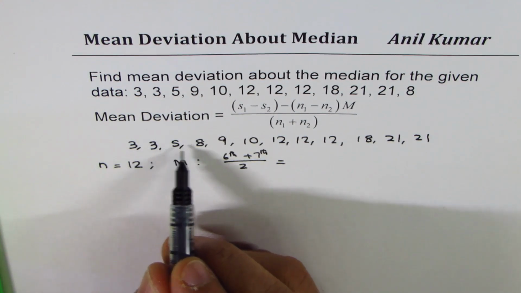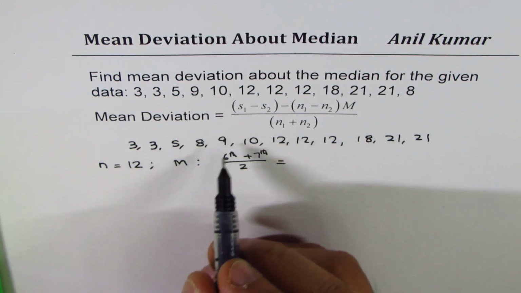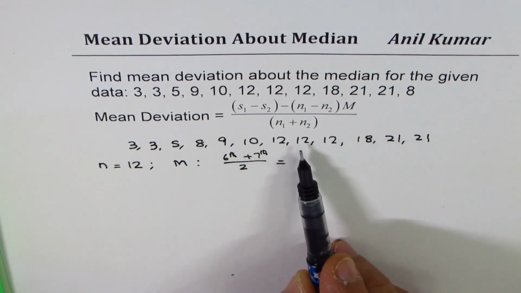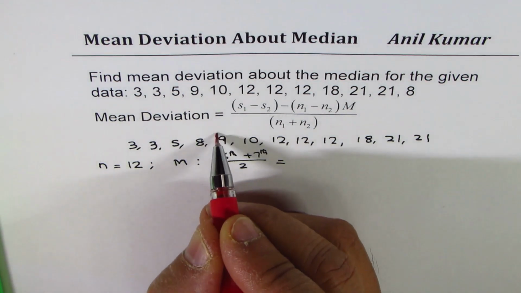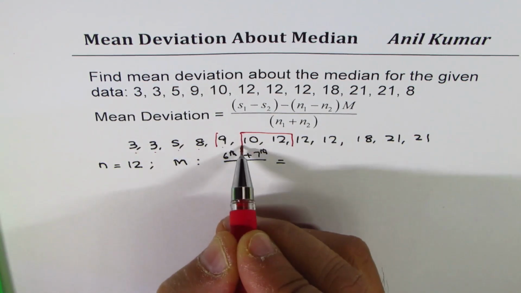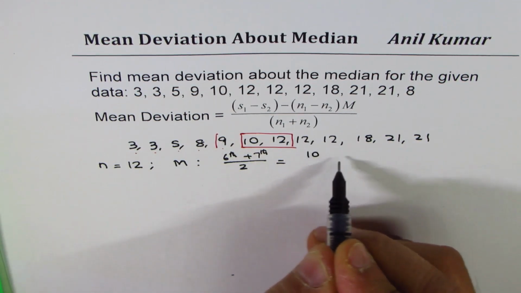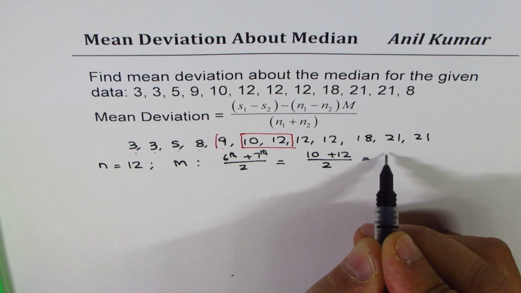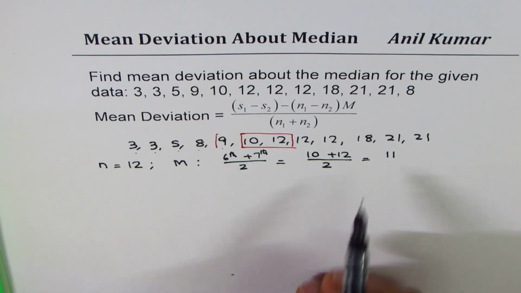So 1, 2, 3, 4, 5, 6 and 7. So what we have here is the 6th, which is 10, and the 7th, which is 12, correct? So these two are right in the center. So we'll take the average of these to find the median. That gives you 11, right? So the median M is 11 for us.